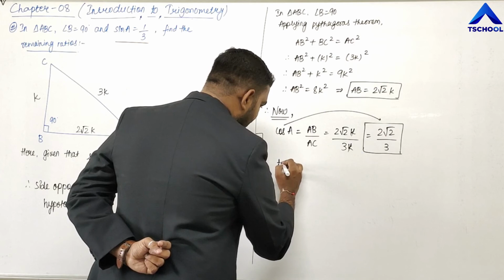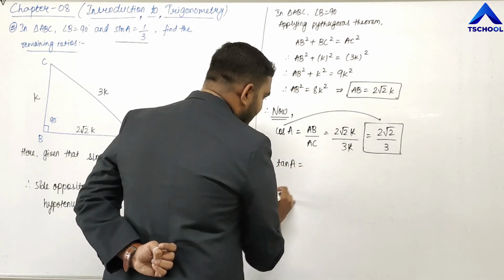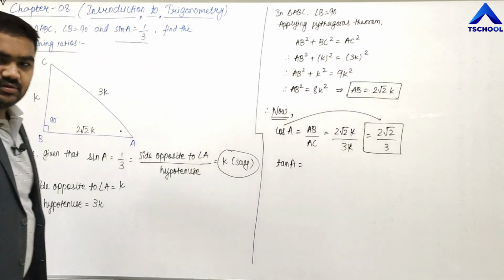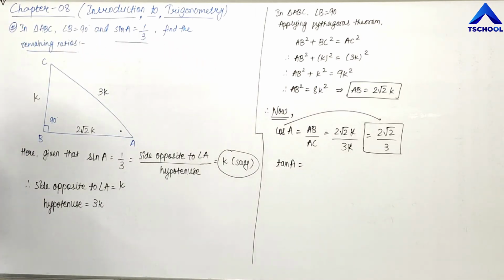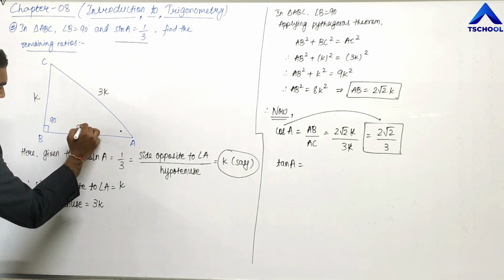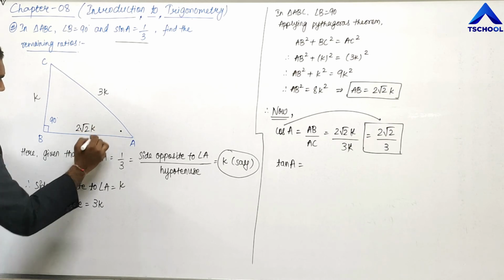Similarly, I can also find out tan A. Tan A, that is side adjacent to hypotenuse? No. Remember friends, whenever you are finding out tan A, at that time you will have the opposite side first and then the adjacent side.